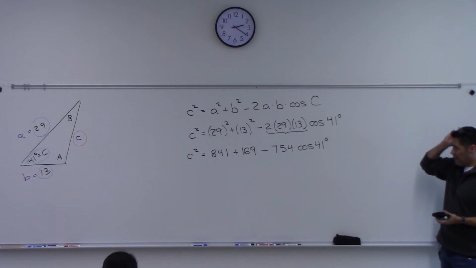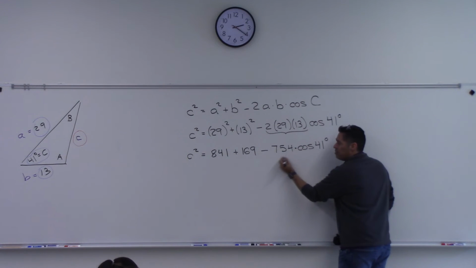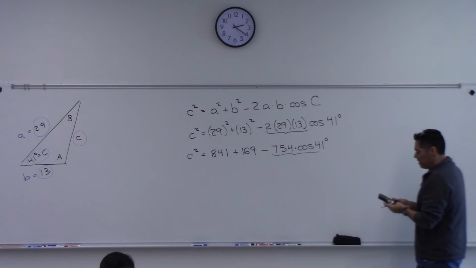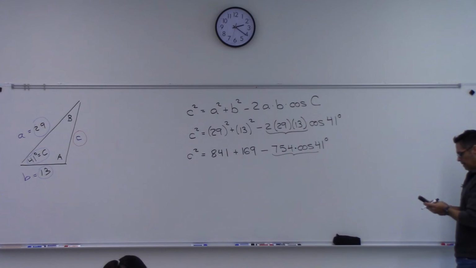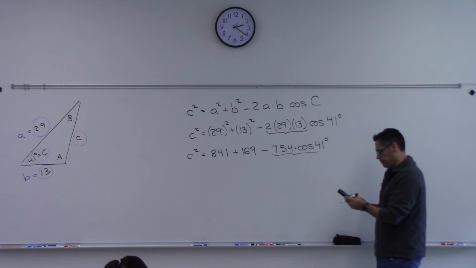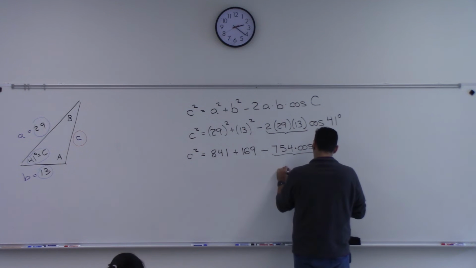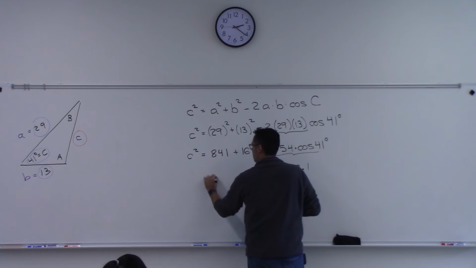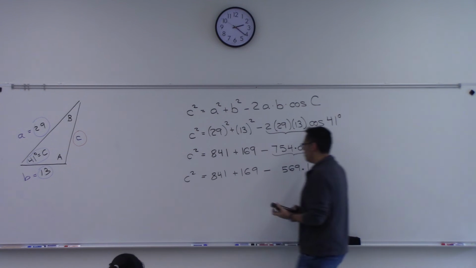Okay. Remember, you've got multiplication right here, right? So you've got to do these two together first before you start adding and subtracting things. So on my calculator, I'm going to do 754, and I'm going to multiply that times cosine of 41. Make sure I'm in degree mode. 569.1, something like that? About 569.1. Minus that, 841 here, plus 169 equals C squared. Questions up to that point?